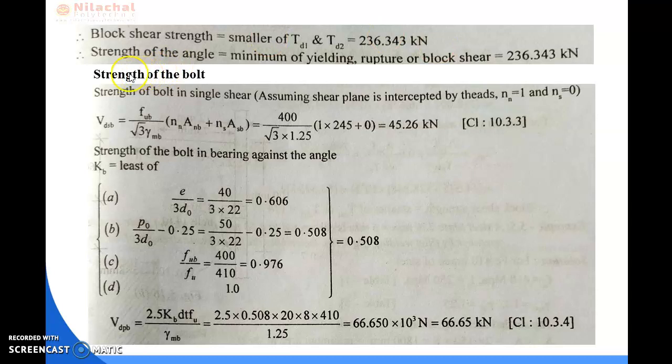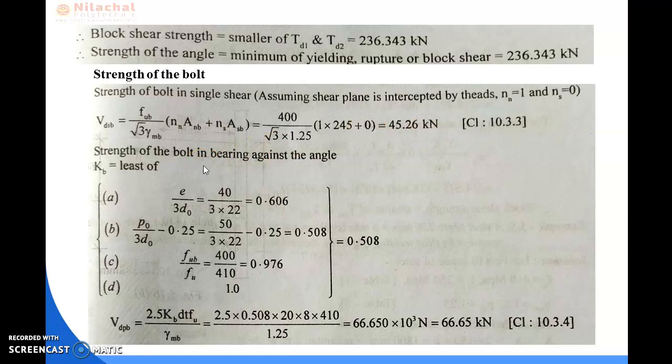So now comes to the strength of the bolt calculation. So we know that to calculate the strength of the bolt, we need to calculate design strength in shearing and design strength in bearing. So hence, it is also one type of lap joint. So for that, we can take the NN value as 1 and NS value is 0. So now put all this value in this formula, which is design shearing strength, by which we got the value as 45.26 kilonewton.